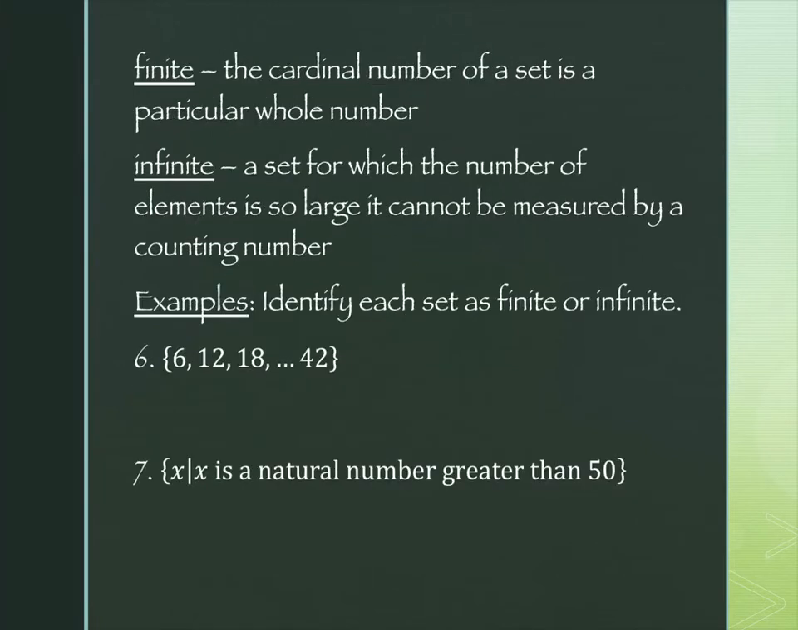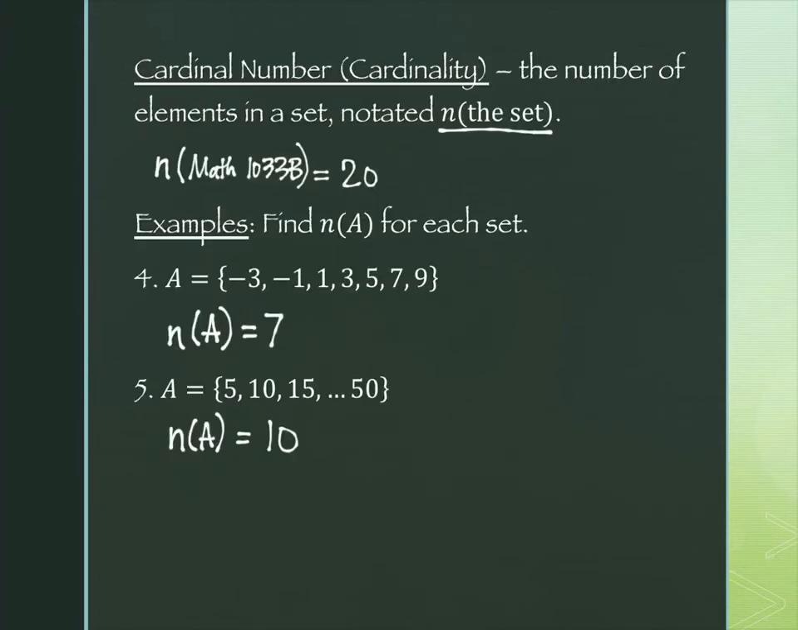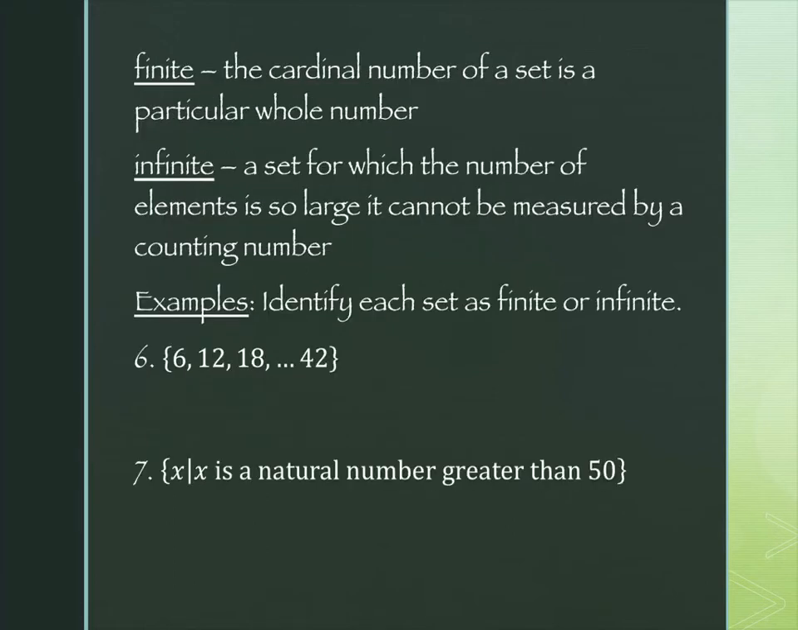All right, there are 2 types of sets in general, finite and infinite. Finite means the cardinal number is a particular whole number. Remember, cardinal number just means how many of them there are. So if you can count them up, right, like this, like we did on the last 2, then it's finite. Make sense? I wrote down a 7, I wrote down a 10, those are finite sets. But if you have something for which you do not have the ability to count all the objects, that would be infinite. It just keeps going.